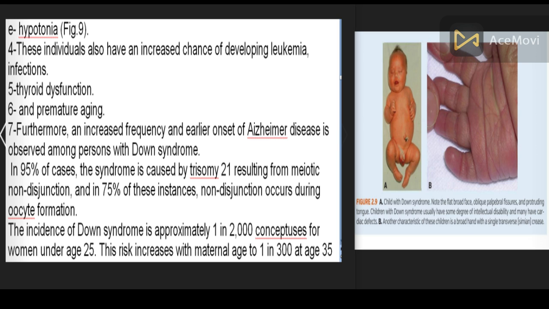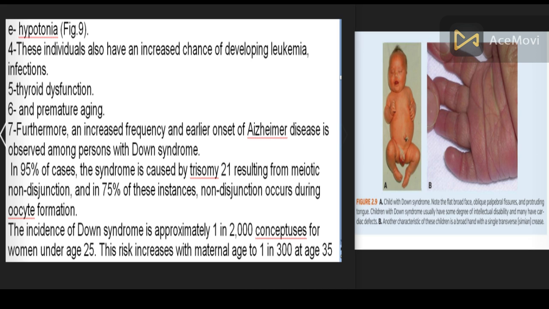4. These individuals also have an increased chance of developing leukemia and infections. 5. Thyroid dysfunction. 6. And premature aging. 7. Furthermore, an increased frequency and earlier onset of Alzheimer's disease is observed among persons with Down syndrome. In 95% of cases, the syndrome is caused by trisomy 21 resulting from meiotic non-disjunction, and in 75% of these instances, non-disjunction occurs during oocyte formation.